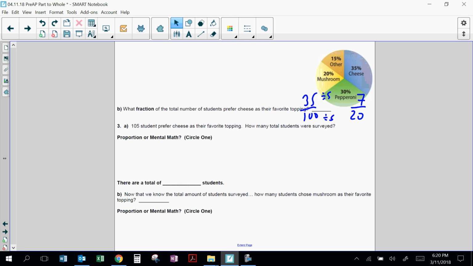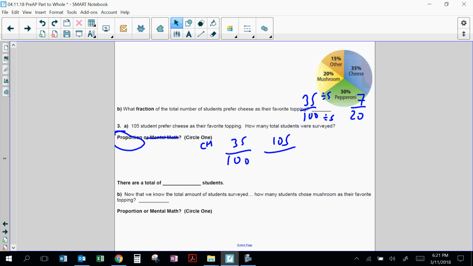So 105 students prefer cheese as their favorite topping. How many total students were surveyed? So in this one, we can't really do mental math because we are not given the total here. So we know cheese. They're asking about cheese. So 35% of the people like cheese, or 35/100. So these are people who like cheese. And then 105 prefer cheese. That's not the total, so it goes up here in the proportion. That's part of the students.